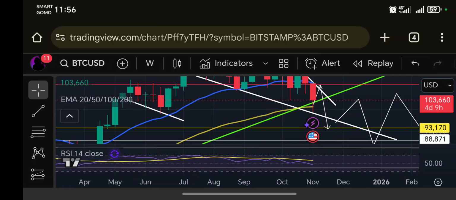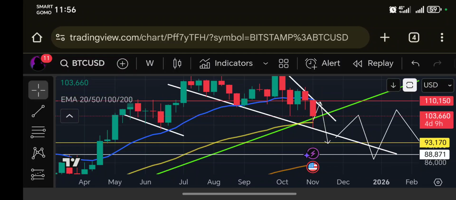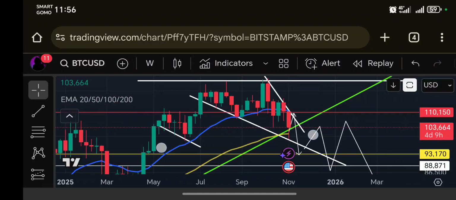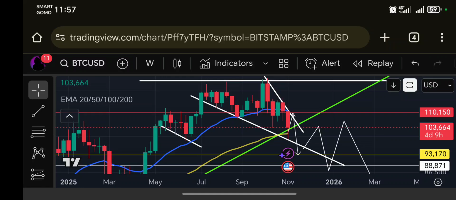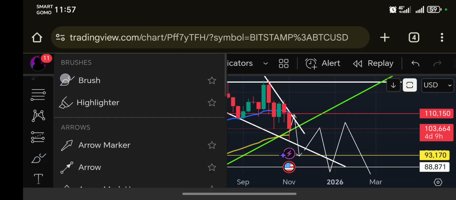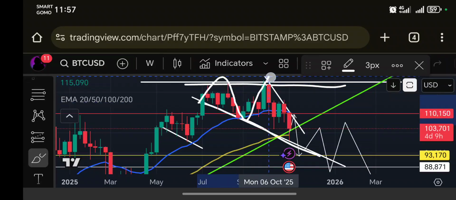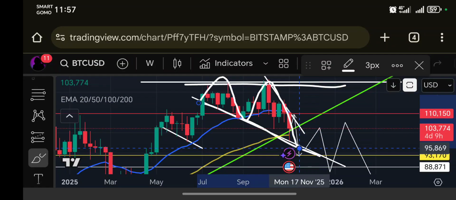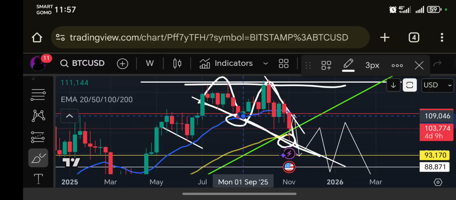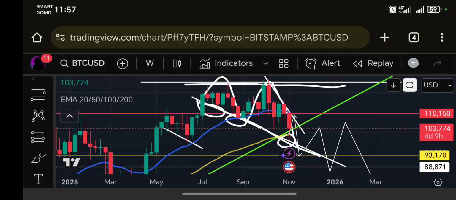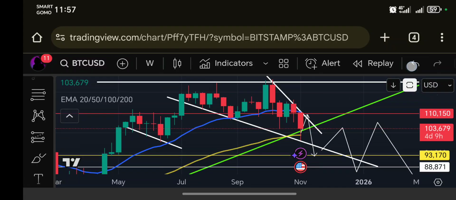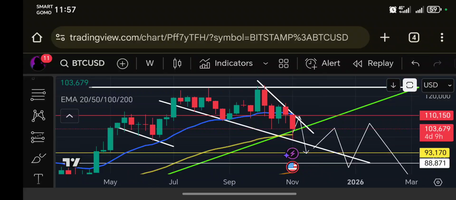So I'm gonna focus on this market structure in Bitcoin. As you can see here, we draw this broadening wedge. We dip here, and a nice bounce. The question is, are we gonna hold this? This is your weekly time frame. That's the question. Are we gonna bounce?